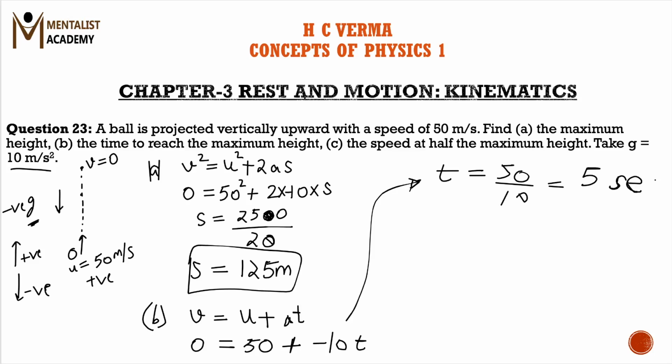Now in the C part, they are asking the speed at half the maximum height. So what is half the maximum height? H would be equal to 125 divided by 2, which is equal to 62.5 meters.